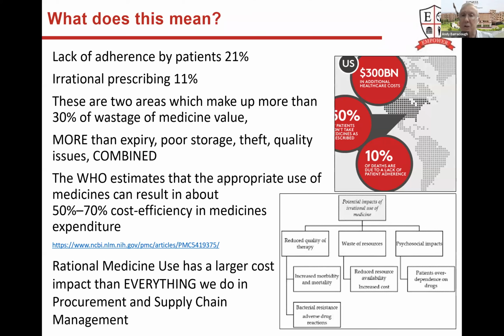So this rational medicine use has a larger cost impact than almost anything else we do in procurement and supply chain management. If we reduce expiry, we might save 7%, but here I could save 30% if I address these areas.